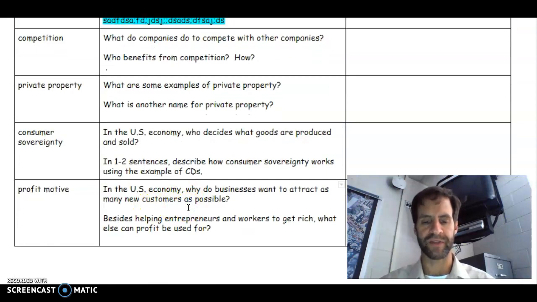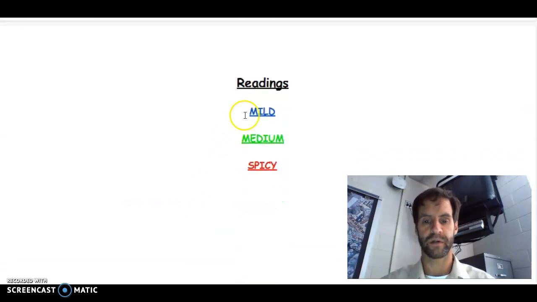Now, where do you get the answers to the questions? Right down here. I've got 3 readings for you: mild, medium, and spicy. And if you guessed that these are different reading levels, you are correct. Mild being probably the easiest to read, medium a little bit more difficult, spicy the most difficult. Use your own judgment. Some of you are very strong readers, others it's not your strong point. You should do what's best for you.